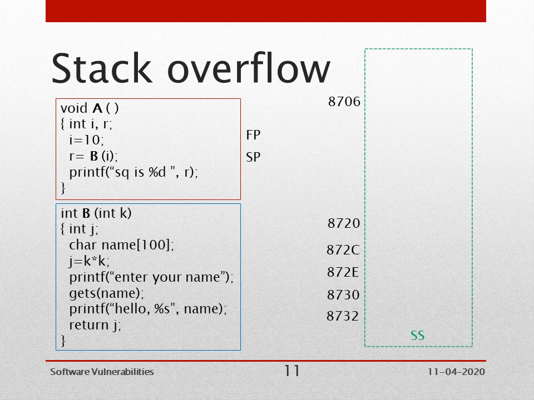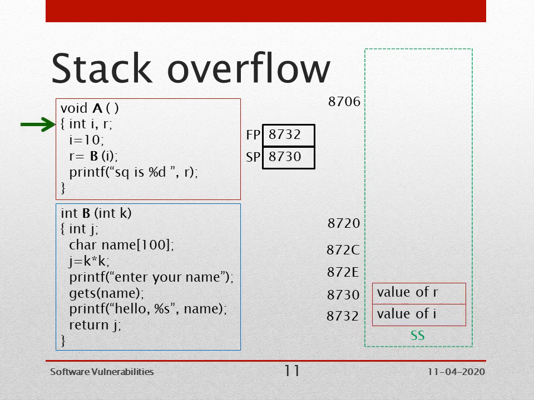Now, let's see how a stack overflows. Consider the functions A and B. The green dotted area indicates a portion of the stack segment. FP and SP are CPU registers. We can see how the contents of these registers change as the program execution progresses, as well as how the elements are being pushed onto the stack.